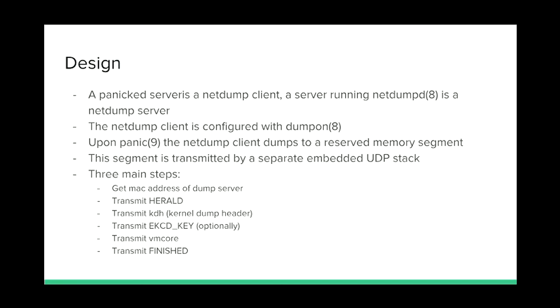Okay, so a panic server is the NetDump client and then a server running NetDumpD is a NetDump server. This is basically the man page broken down. The NetDump client is configured with dump on, like I said before. And upon panic, the NetDump client spins up, dumps to a reserved segment of memory a chunk at a time, and then that segment is transmitted by your little UDP stack in your NetDump client.